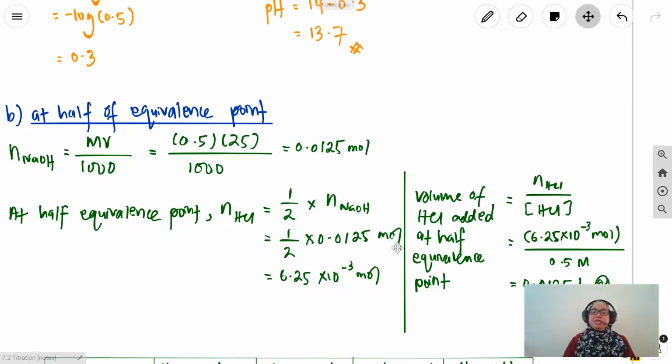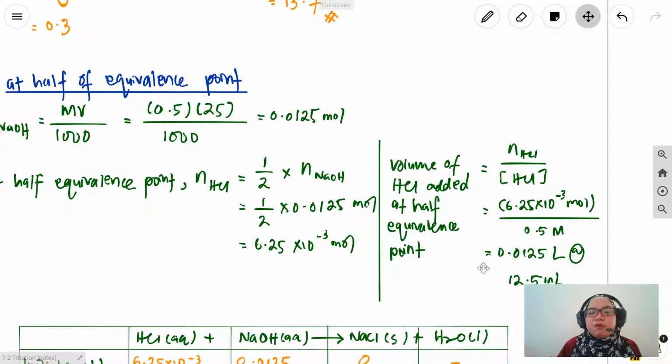Okay, so this is how you got the mole of hydrochloric acid at half equivalence point. So now we can find the volume of hydrochloric acid added at half equivalence point. Okay, so bila kita dah cari mole of HCl, kita boleh cari volume guna number of mole divide by concentration. So, kita masukkan number of mole yang dapat tadi and then kita divide dengan concentration of HCl. So, we got 0.0125 liter or 12.5 ml.